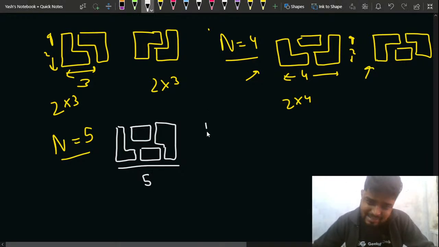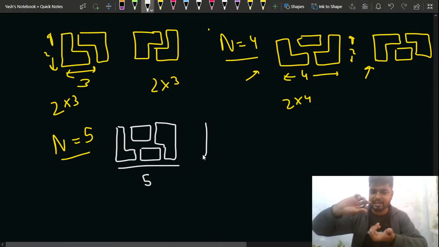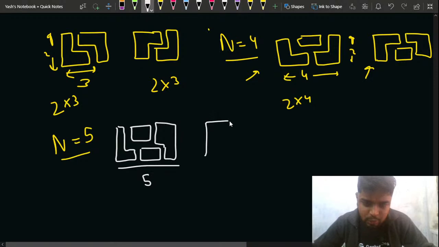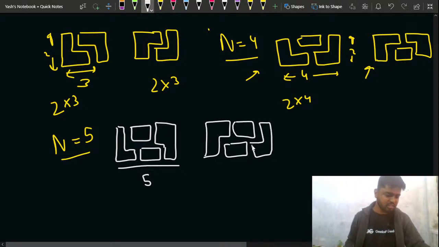Apart from this, what else can I do? I can just reverse this, right? I can rotate it 180 degrees, mirror it, so it can look something like this, then this, and then this, and I can use a tromino after that like this. Okay, is this much part clear to everyone?